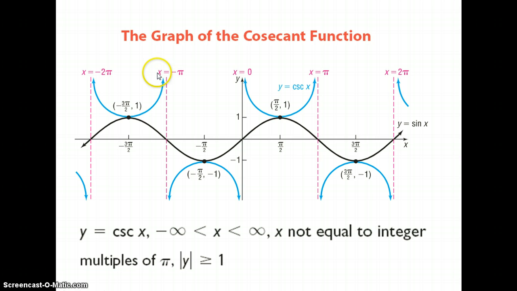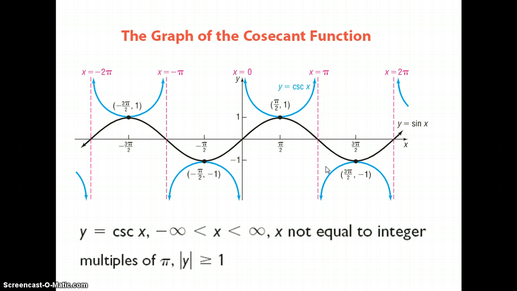You should also understand why the vertical asymptotes are where they are. Again, the cosecant is 1 over the sine, so it's just like the cotangent. Wherever the sine is equal to 0 is where you're going to have vertical asymptotes. So you can see it. You can see the x-intercepts. So wherever you have an x-intercept on the sine graph, you have a vertical asymptote for the cosecant.